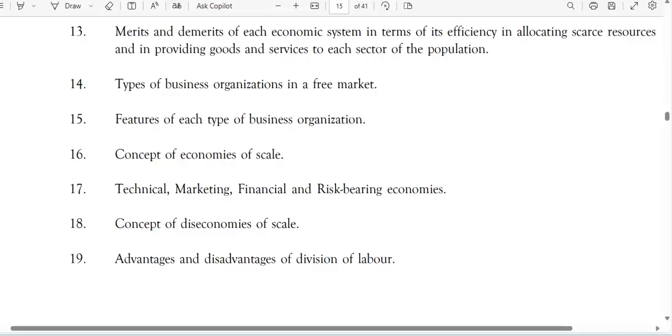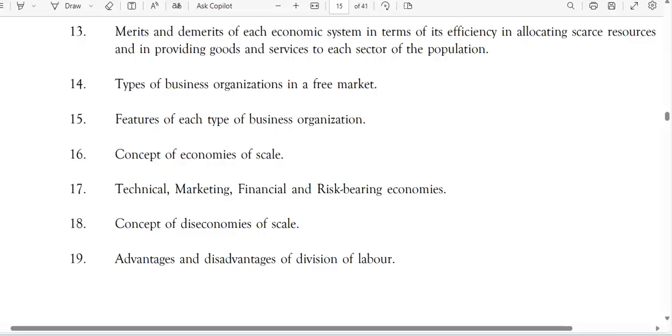Another example of economies of scale is risk-bearing economies of scale, and this is where larger firms can diversify their operations, spreading risk across different products or markets. Example of risk-bearing economies of scale would be, say you have a company that makes soap, shampoo, food, and they also sell cleaning products.